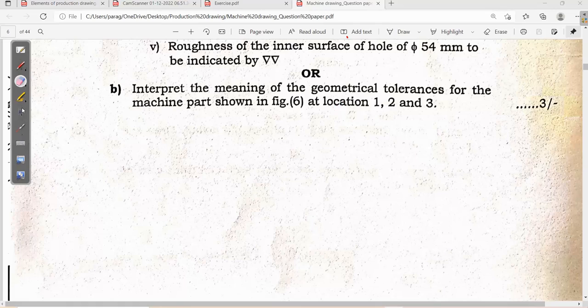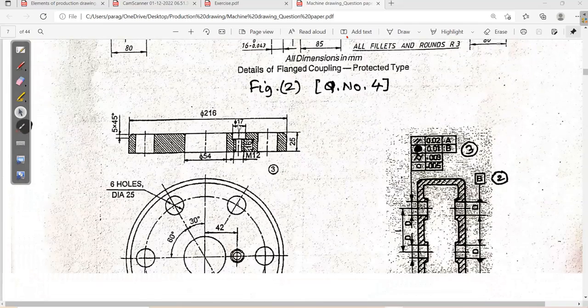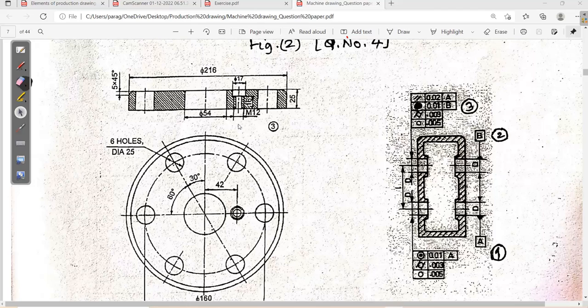Okay, now we will see the next one. You have to write the interpretation for 1, 2 and 3. So how will you write that interpretation? So 1 means it is datum. Okay, so datum value A is there. Datum is provided for this particular hole.